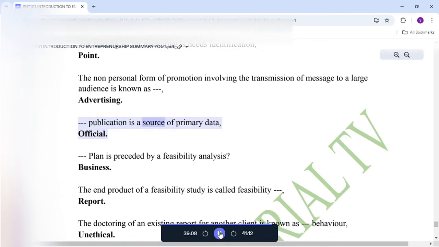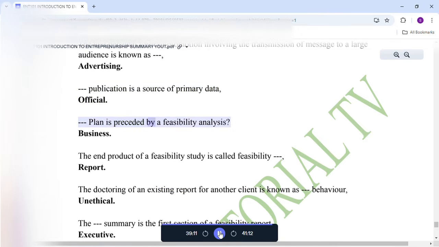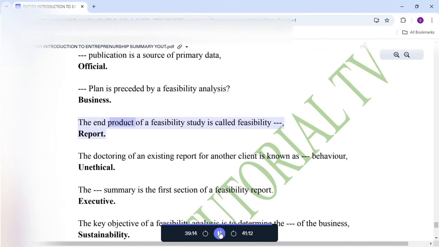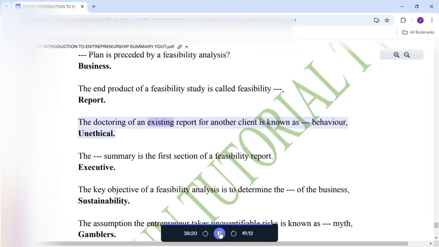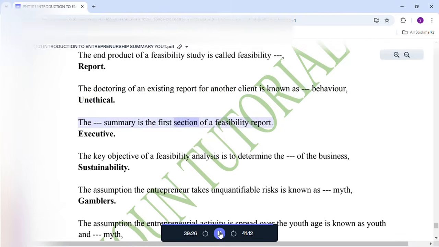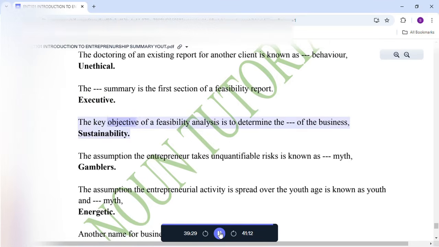Official publication is a source of primary data. Business plan is preceded by a feasibility analysis. The end product of a feasibility study is called a feasibility report. The doctoring of an existing report for another client is known as unethical behavior. The executive summary is the first section of a feasibility report. The key objective of a feasibility analysis is to determine the sustainability of the business.